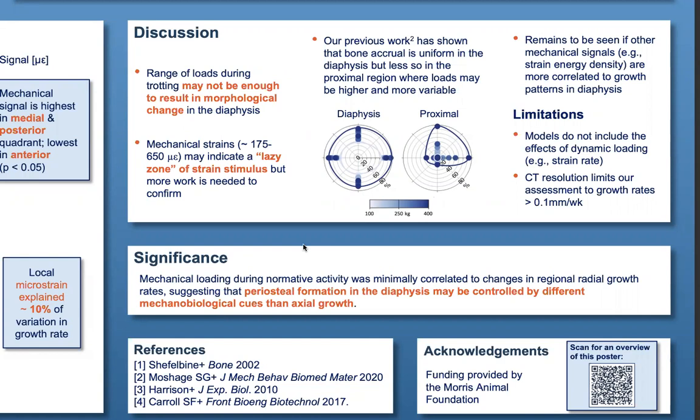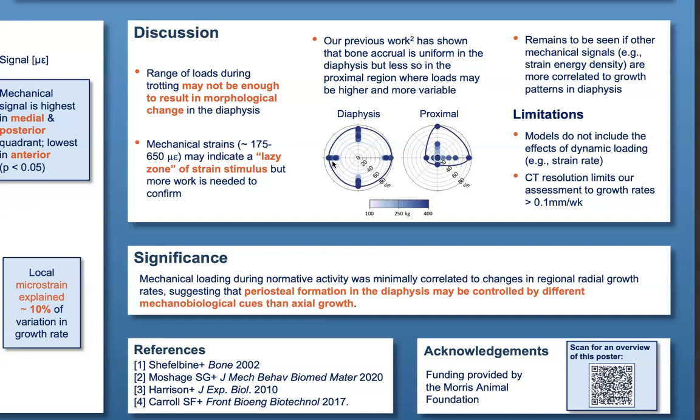Again, we focused specifically on the nutrient foramen, or the cross sections which contained it, which happens to be within this region of bone. As it's been shown that bone growth is load dependent, it therefore follows that the mechanical strains that we found in our data set, ranging from around 175 to 650 microstrain, may indicate a lazy zone of strain stimulus, where mechanics is simply not strong enough to result in any notable significant growth. Of course, more work is needed to confirm this finding.